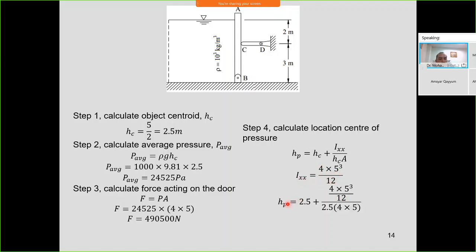So the equation for HP equal to 2.5, which is the HC, plus I over HC A. And then by calculating it, you got the HP equal to 3.33 meter. So for this question, actually this question asks you about the force acting on the thrust CD. How much is the force acting on the thrust CD?